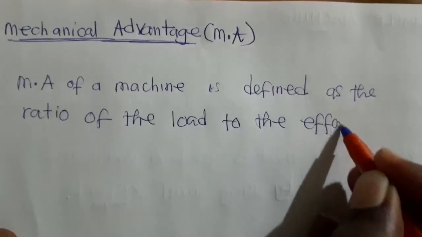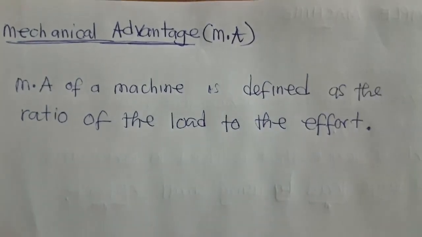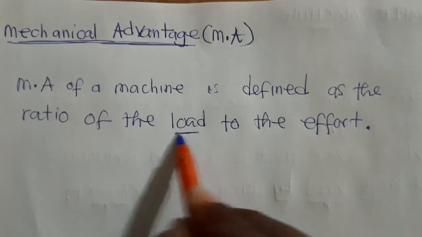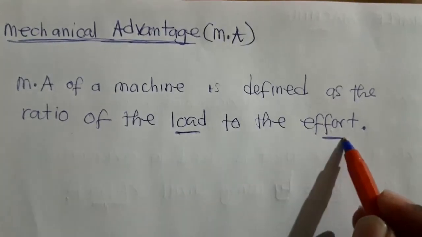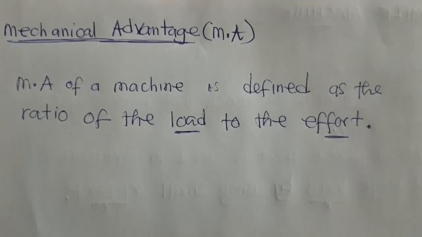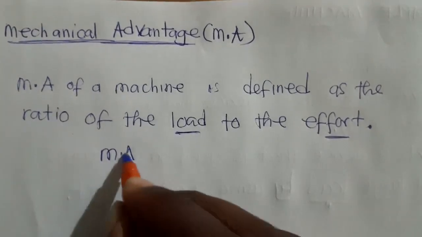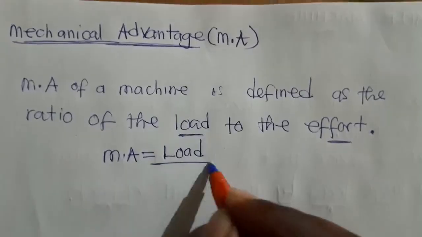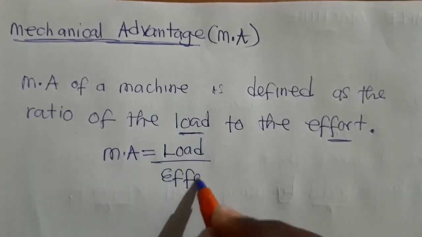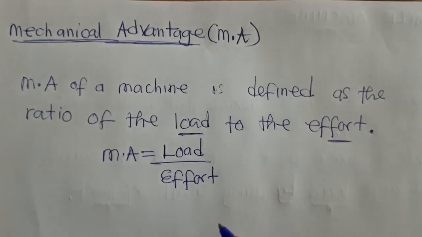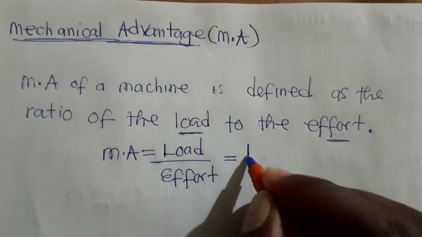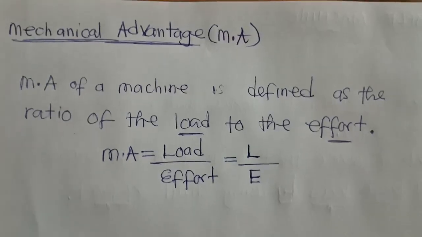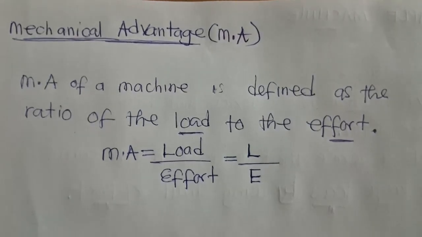This is the definition. What is mechanical advantage? Mechanical advantage is defined as the ratio of the load to the effort. So we say mechanical advantage is equal to load over effort, which is equal to load, you say L, over effort, I say E. This is the definition of mechanical advantage.